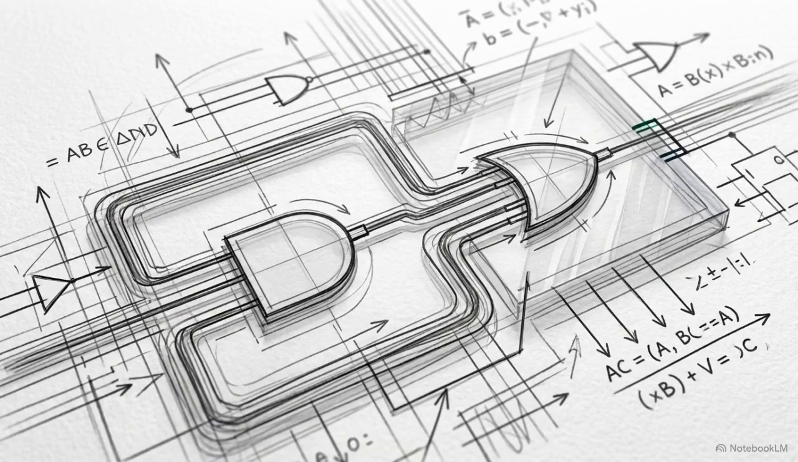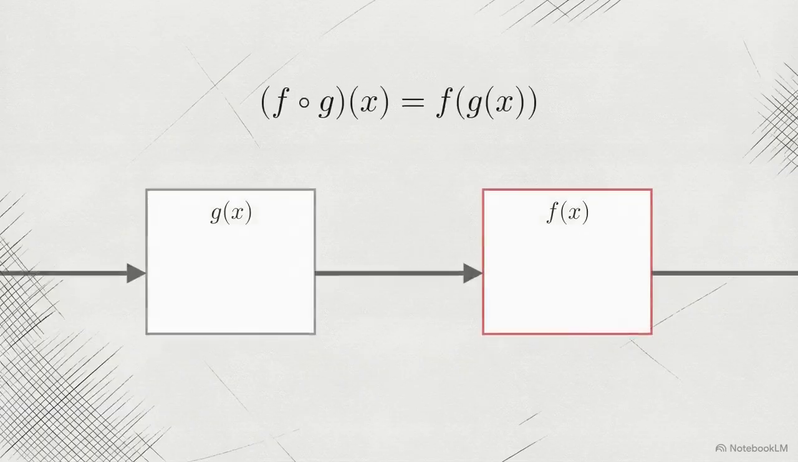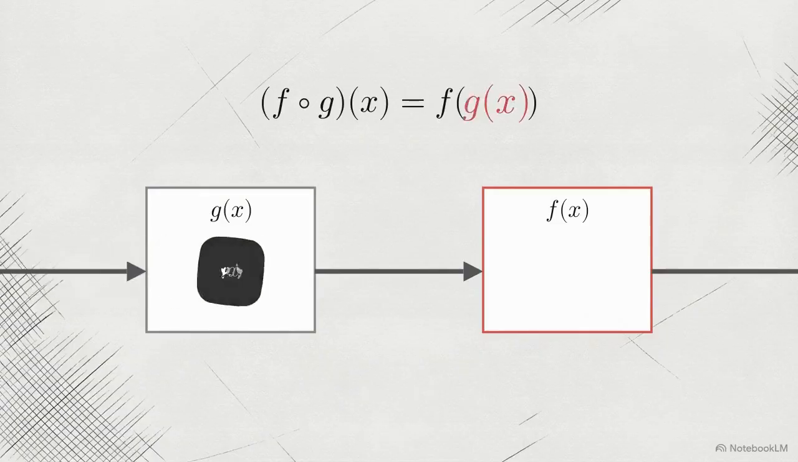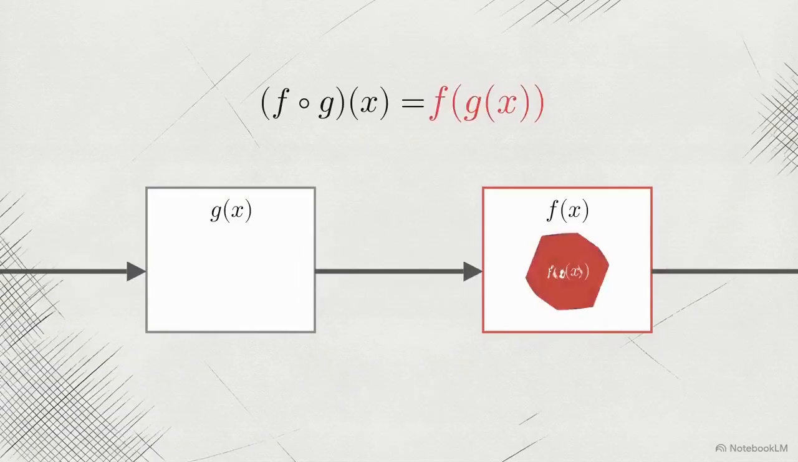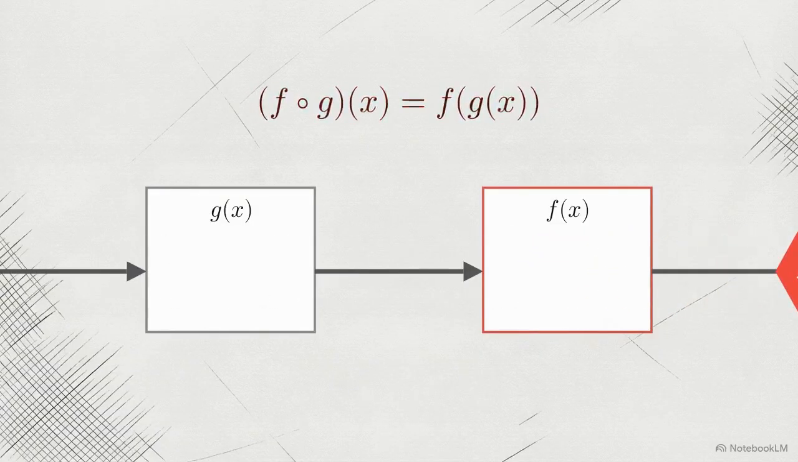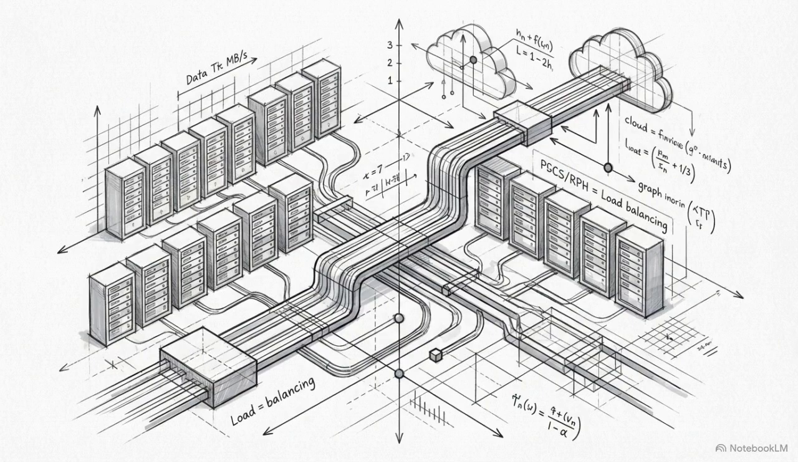We can chain these rules together using a process called composition, written as f of g of x. In composition, the output of function g becomes the input of function f. This is the mathematical equivalent of software pipelining. Understanding mapping rules and domain boundaries supports the engineering of stable system architecture.